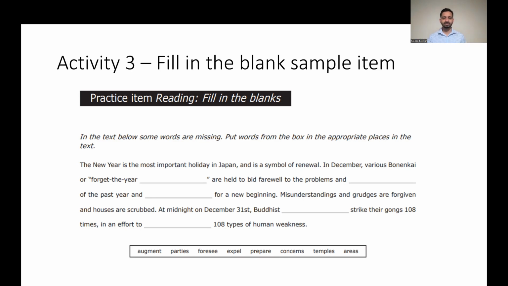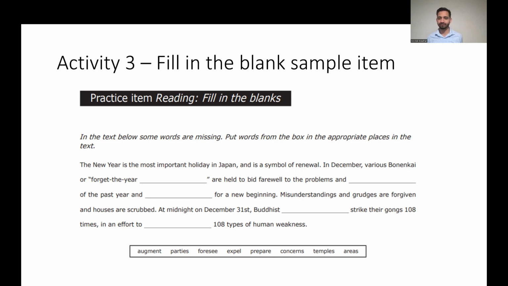108 times? Obviously, has to be temples, isn't it? So Buddhist temples are where people go to pray. So Buddhists go to pray. So Buddhist temples strike their gongs 108 times in an effort to... 108 types of human weaknesses. What are they trying to do with this 108 times of human weaknesses?